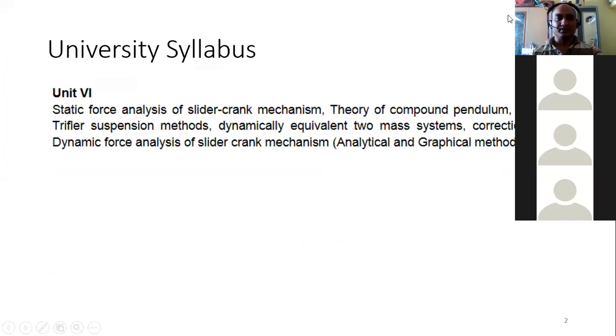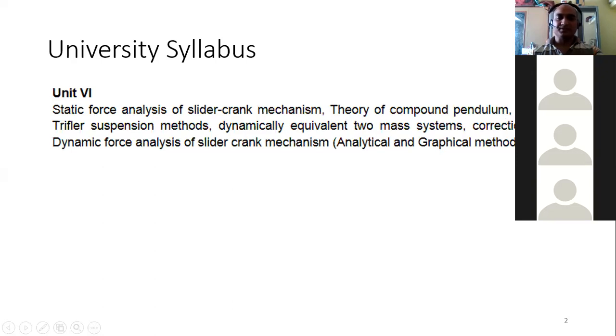Out of this syllabus, see, first is static force analysis of slider crank mechanism, that actually we are going to cover today, and one more lecture will take for this. Okay, theory of compound pendulum, that we have already discussed a lot about this. Bifilar suspension method, that we have seen.